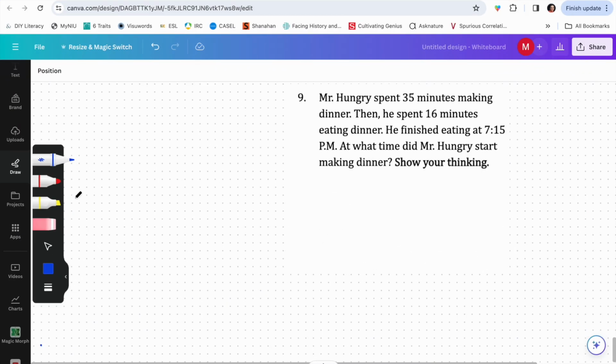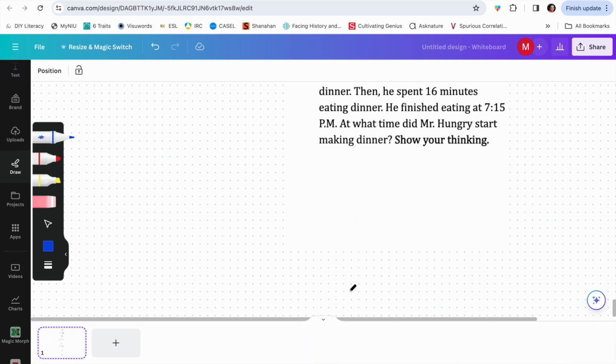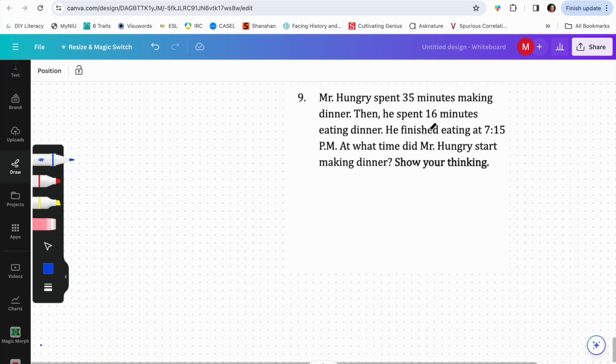Okay, my friends, we're moving on to number 9, where we see Mr. Hungry spent 35 minutes making dinner. Then he spent 16 minutes eating dinner. He finished eating at 7:15 p.m. At what time did Mr. Hungry start making dinner? Okay, my friends, so for a problem like this, it's super important that we understand before we just start jumping around on the number line.